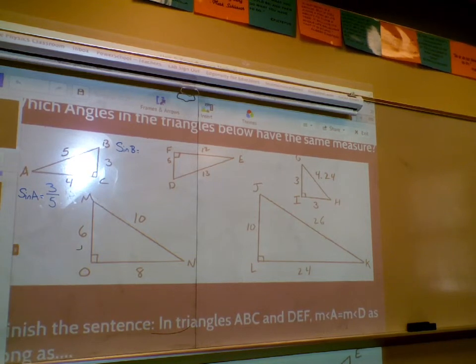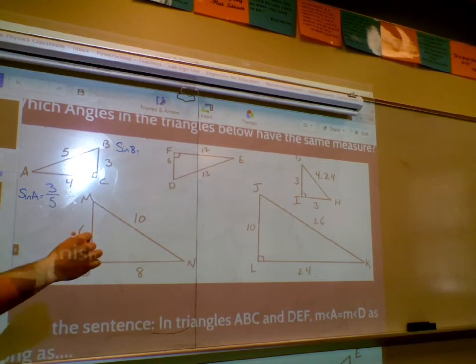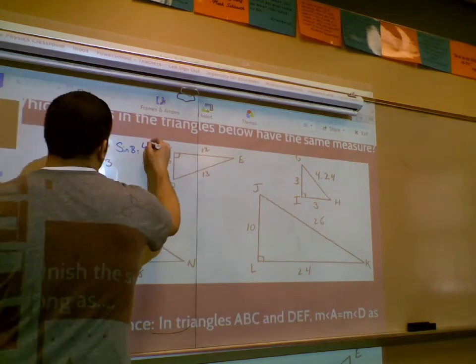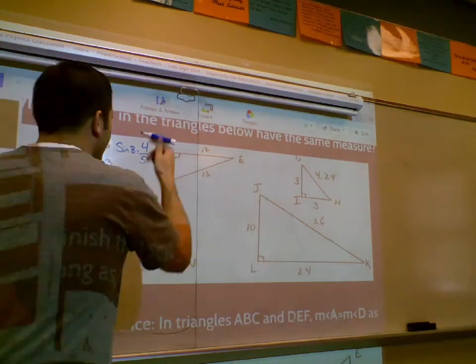No, you can do it. What's opposite B? 4. What's the hypotenuse? 5. Good, 4 over 5. Do we do sine of C? No, because C is the 90-degree angle. We don't take sine of 90-degree angles, right? All right, next one.